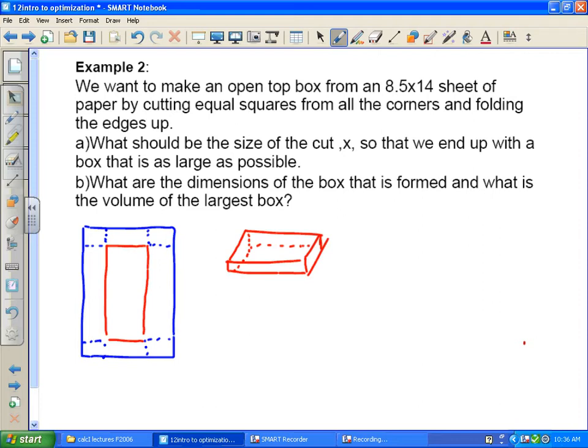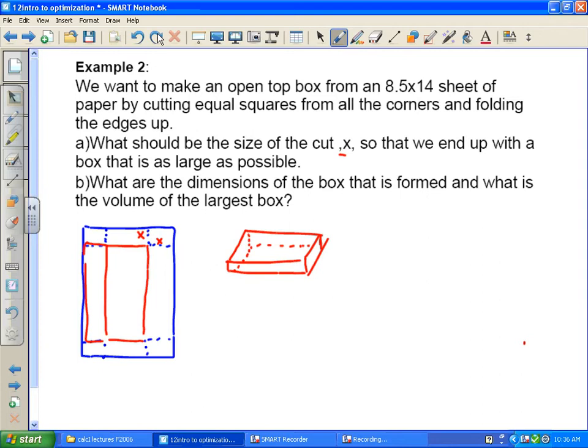So what I would like to write down, and the question says, what should be the size of the cut X? So if you call this X by X, it's a square piece of paper we're cutting from each corner, then we're folding the sides up. So basically, like you're folding this up and this up, etc. So then you end up with this one. So what should be the size of the cut so that we end up with the largest box possible? And then they want to know what are the dimensions of the box that you can form for the largest possible box.